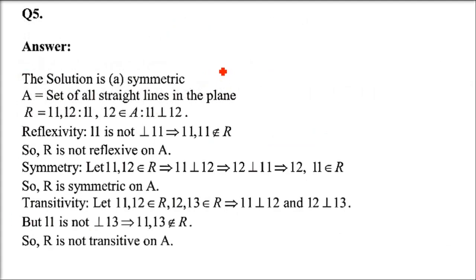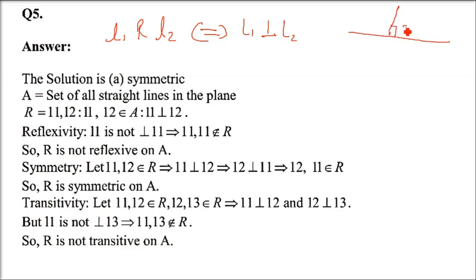Question number 5. Let R be the relation over the set of all straight lines in a plane such that L1 is related to L2. How are they related? L1 is perpendicular to L2. One line is perpendicular to the other one. Perpendicular means both lines are intersecting at an angle of 90 degrees. Then we will say they are perpendicular.